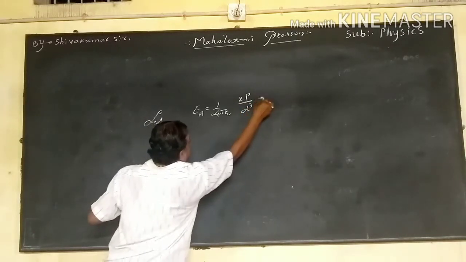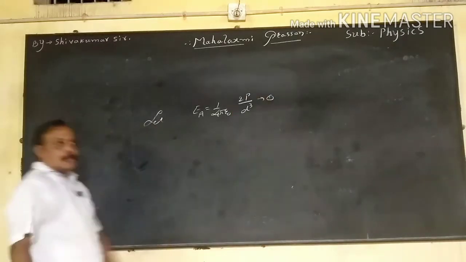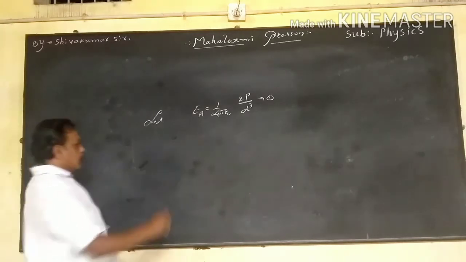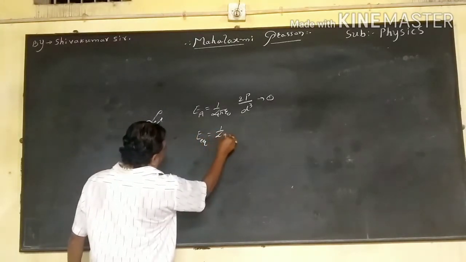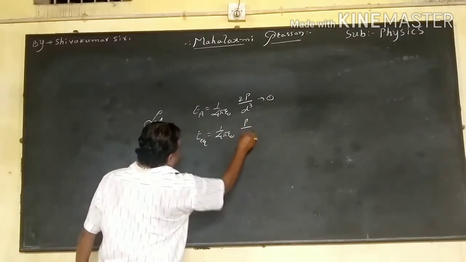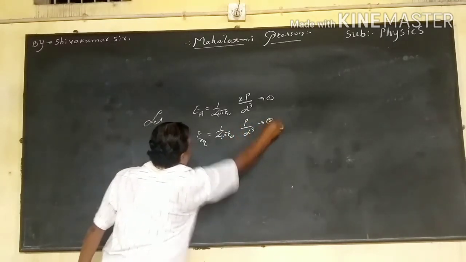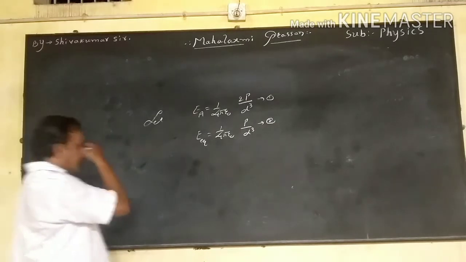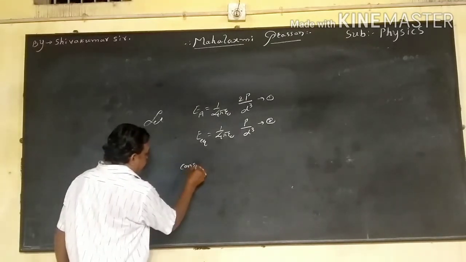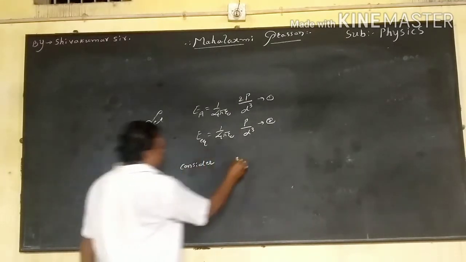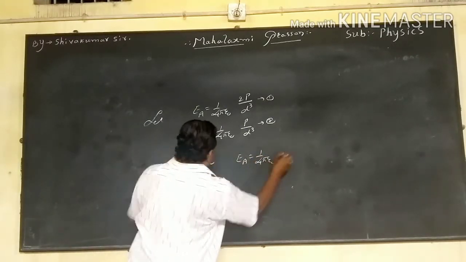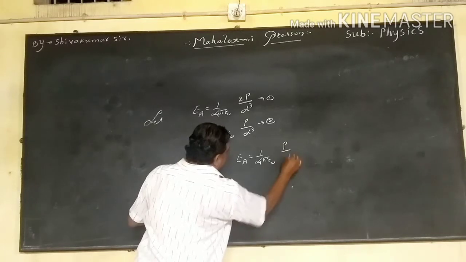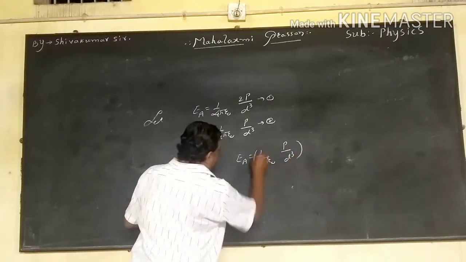Shall I write this as equation number 1? Now what derivation have we done for the equatorial line? 1 divided by 4 pi epsilon naught times p by d cube. Shall I call this equation number 2? Then I consider the first equation: electric intensity on the axial line is 1 divided by 4 pi epsilon naught, p by d cube, into 2.